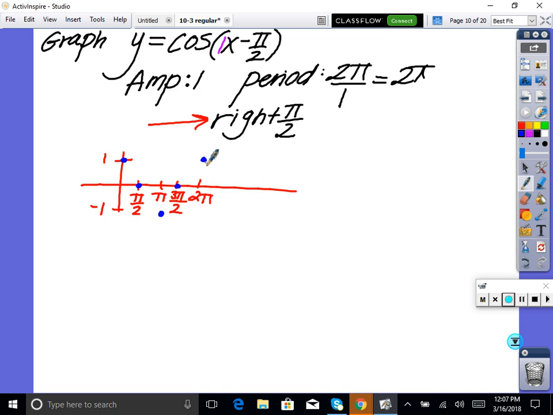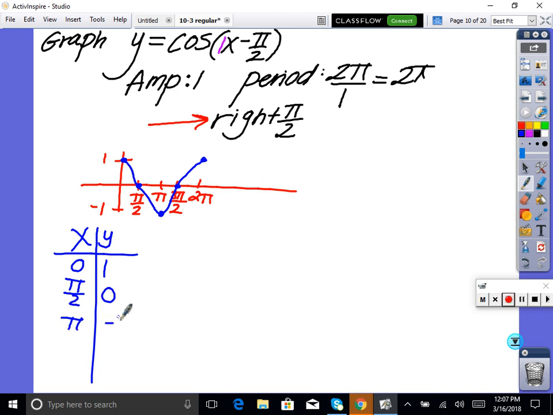Now what we're going to do is go off to the side and list out what those x, y points without the shift are. So right here, let's list them out. X, y. So what's my first point? Over 0, up 1. True? Oh, this is going to be so much better. Over pi halves, up 0. Over pi, down 1. Over 3 pi halves, up 0. And then over 2 pi, up 1.